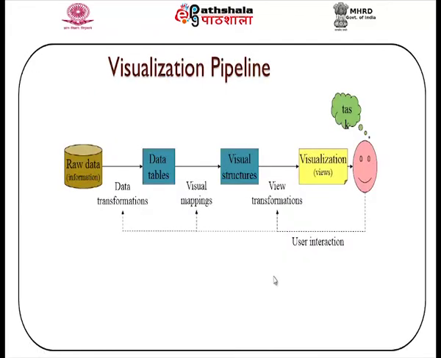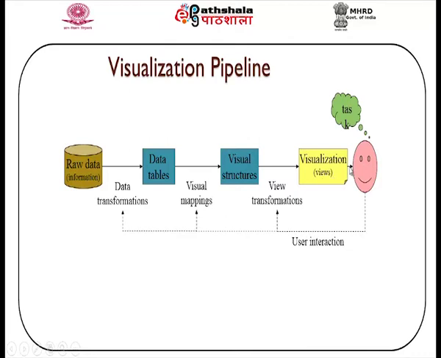If we look at the visualization pipeline, we have the raw data or the information, and by applying certain data transformation techniques, this raw data is converted into structured data, which we call data tables. Later on, we apply the visual mapping onto these structured data, and the data tables are once again converted into visual structures. And finally, over these visual structures, we apply certain view transformations so that they are converted into visualizations, or various views are shown.